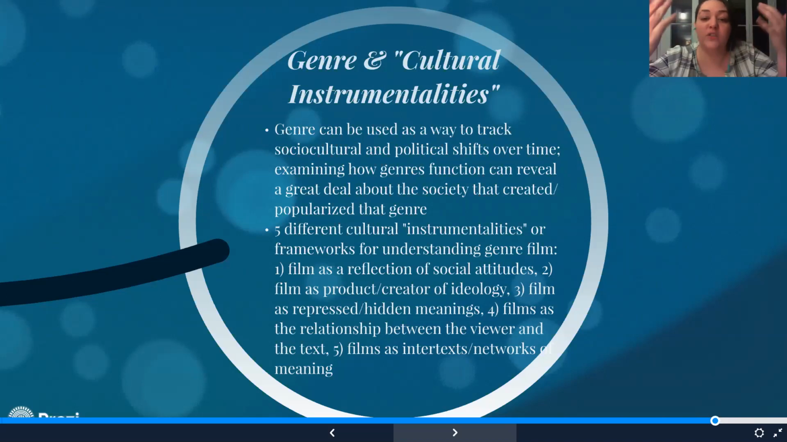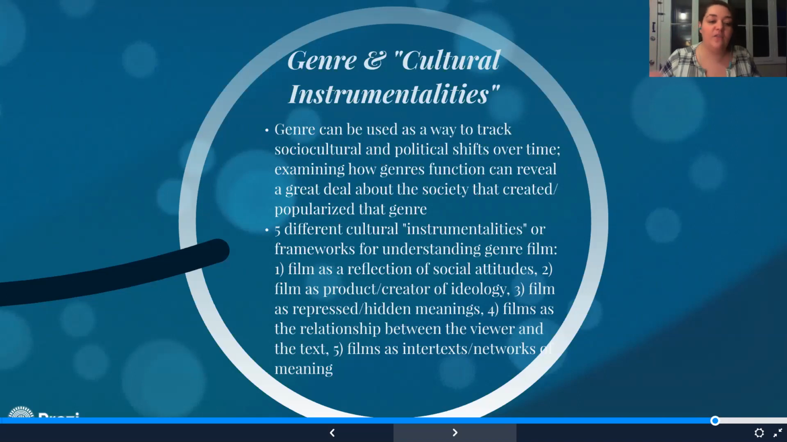So do films just reflect what we already think? Do they produce our thoughts for us? Do they uncover hidden thoughts? Is it a relationship between me and the screen? Or is it a relationship between me, the screen, society, and everything else, right? It's 5 different ways or frameworks for thinking about genre.